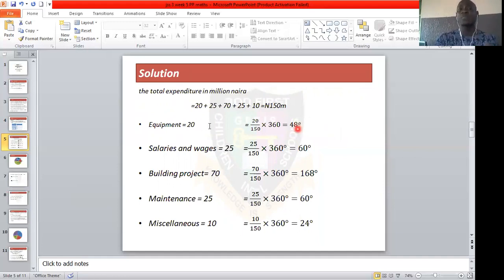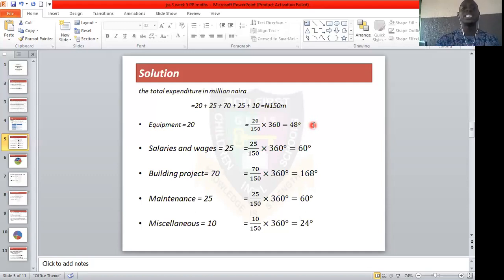How do you go about that? That is 20 divided by the total expenditure times 360, because the total sum of angles in a circle is 360. So equipment in degrees is 20 divided by 150 times 360, which gives you 48 degrees. You can pick your calculator and follow along. Check it: 20 divided by 150 times 360 gives 48 degrees.